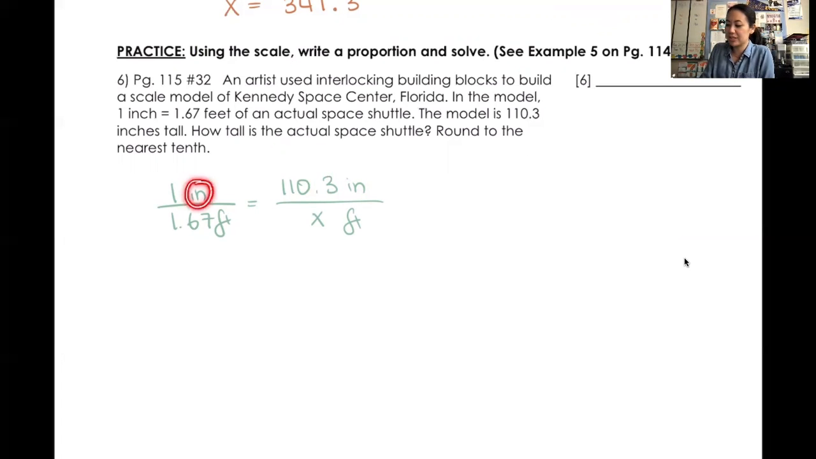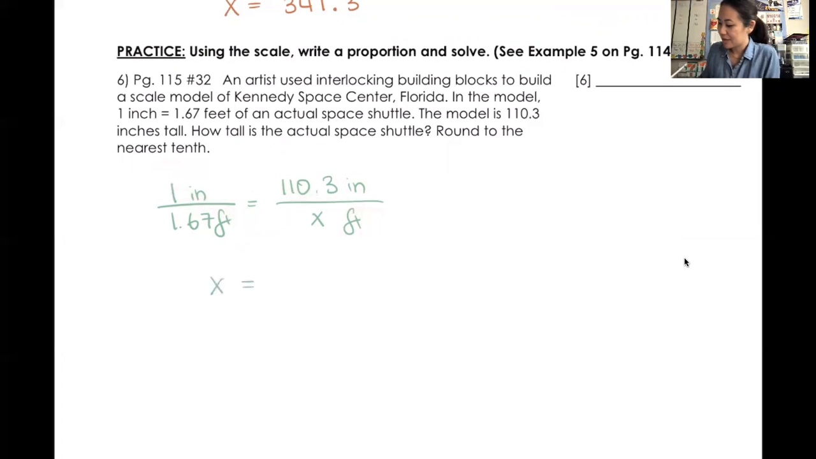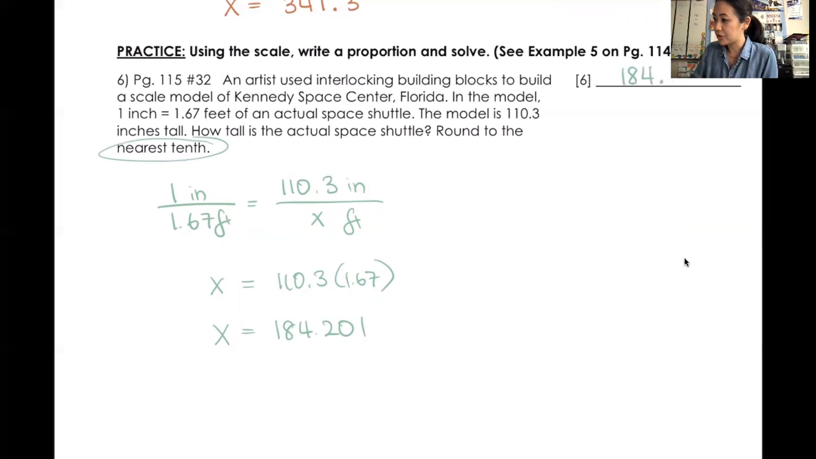Notice inches matches with inches, feet matches with feet. So it's important to get the order of those proportions correct. If we cross multiply here, I'll do this one first since this one has my variable x. So I'll have x is equal to 110.3 times 1.67, which I will do on my calculator to get 184.201. It says round to the nearest 10th, so I'm going to do 184.2, and this is now in feet.